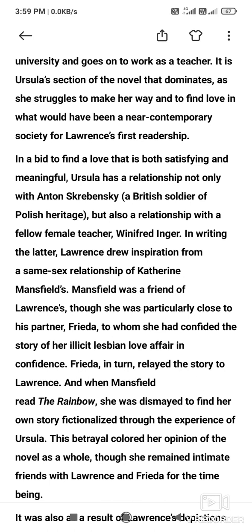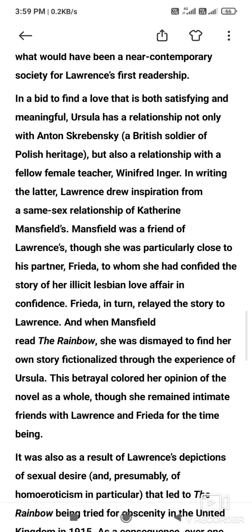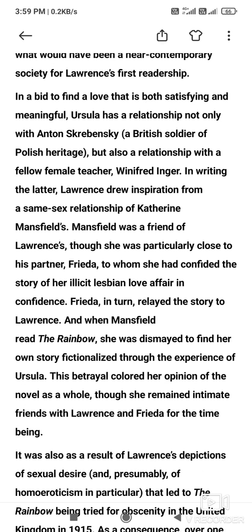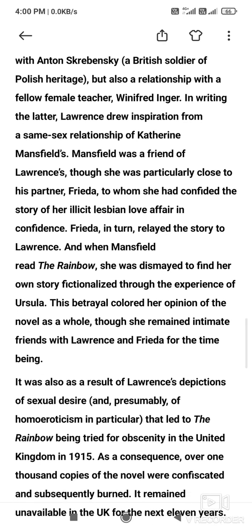So, this is how the storyline of The Rainbow came about, to whom she had confided the story of an illicit lesbian love affair in confidence, and Frieda in turn relayed the story to Lawrence and then Mansfield. So when she read The Rainbow, she was dismayed to find her own story fictionalized through the experience of Ursula, and this betrayal colored her opinion of the novel as a whole.